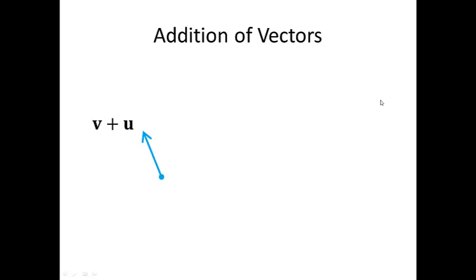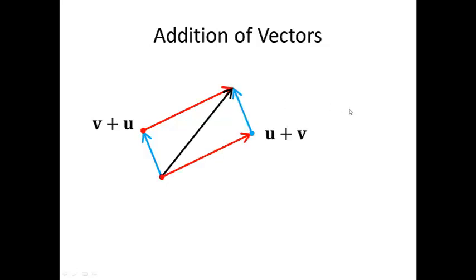Addition of vectors. Okay, now v plus u, if we put them head to tail, we draw it this way. Or u plus v. This is the same thing as what I just did, but I just want to show you that they're the same in the middle. But you notice what happens when we draw them both together, we get a parallelogram. Your sum is always going to be the diagonal of that parallelogram.